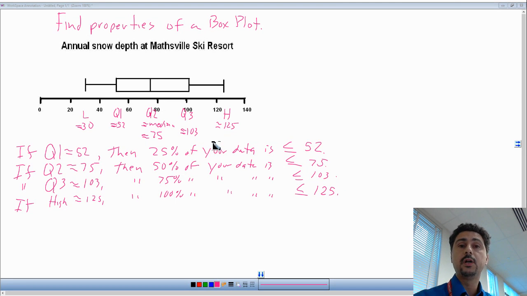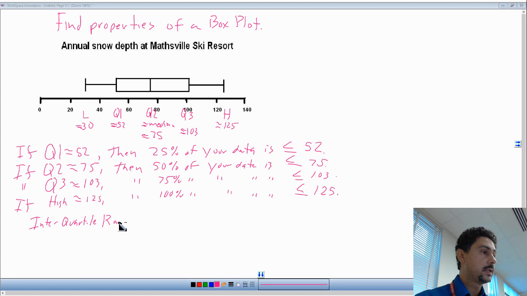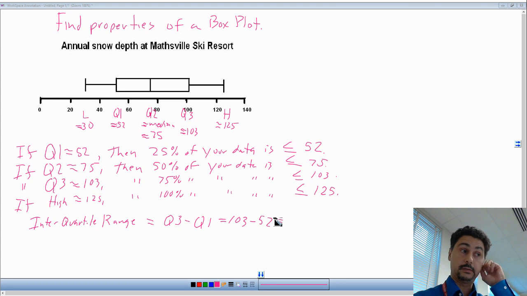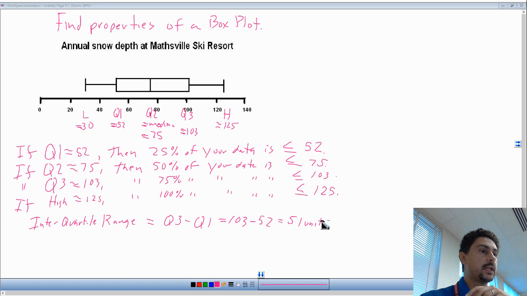Now, there are other special ranges of information we can identify. One is called the interquartile range. This range is not an interval, it's a range. And it's based on the value of your third quartile minus your first quartile. So it's not an interval, it's a range of 103 minus 52. And if I'm doing my math right, 51. We're all in agreement. Okay, so what we're saying is it's 51 units.